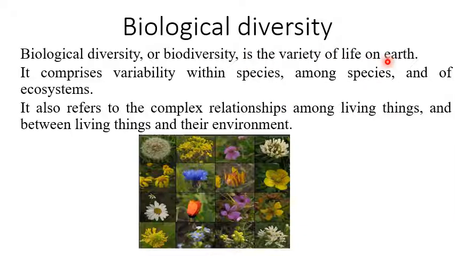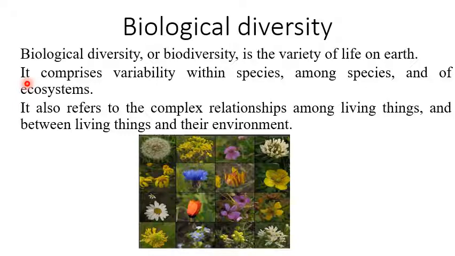So there are different kinds of organisms all over the earth, and that is called biodiversity, which includes plants, animals, bacteria, and fungi. So the diversity of a big number of organisms is called biological diversity. Another definition is given there.